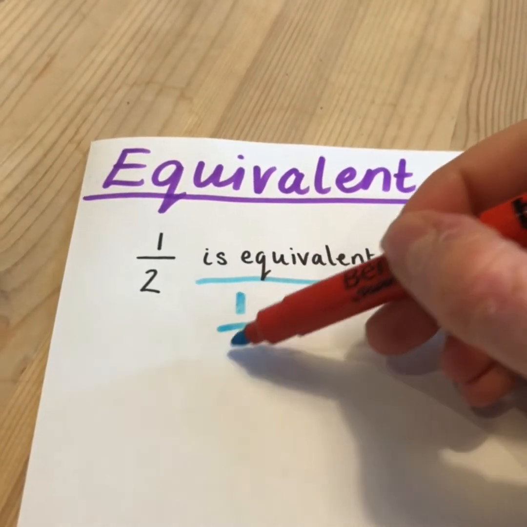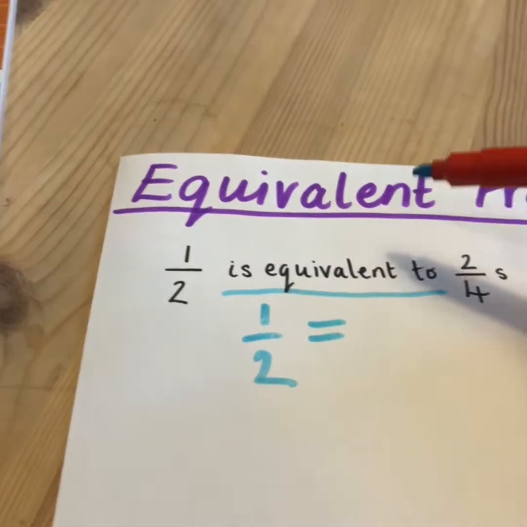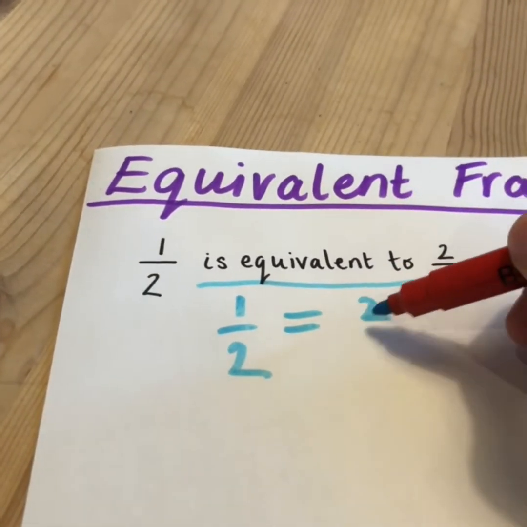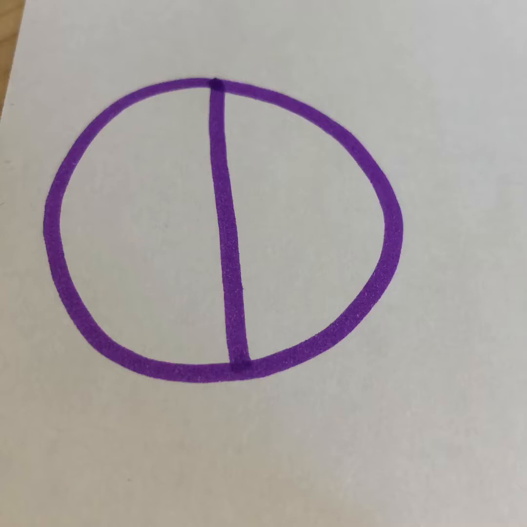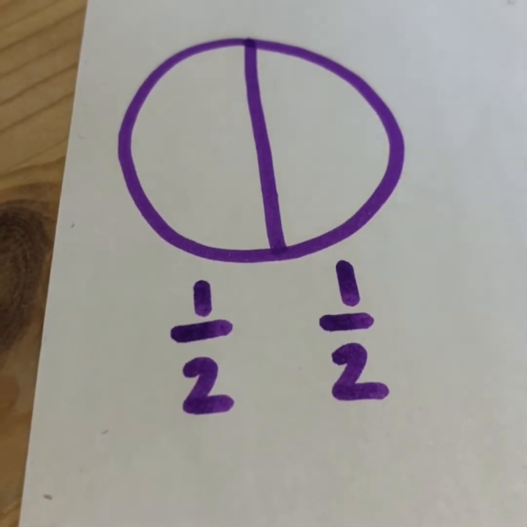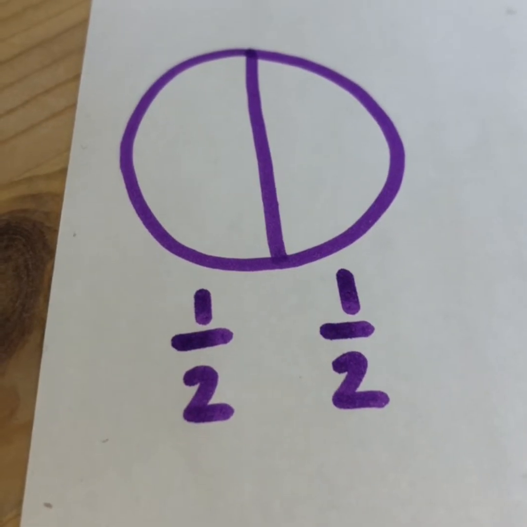So a half is equivalent to, or is the same as, 2/4. Okay, so if I've got a whole circle, and if I put a line right down the middle, I split it into two parts. So I've put it into halves, and we know that two halves make a whole.